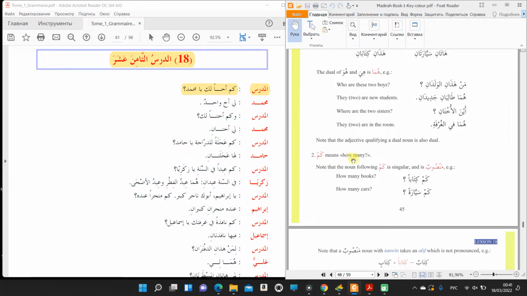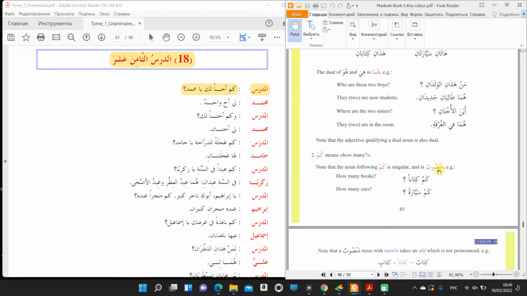Kam means how many. Know that the noun following kam is singular. See, it's singular, kam akhon. And it's mansubun. Do you remember what mansub is? Well, if you have forgotten, then I'll remind you. There are three endings that a noun can have. It's either majroor, marfu', a normal ending, or mansub. Usually mansub has fatha in the end in 90% of the cases. There are exceptions.